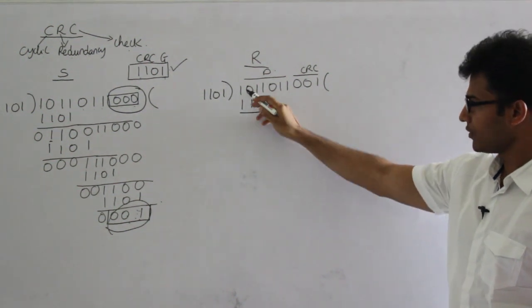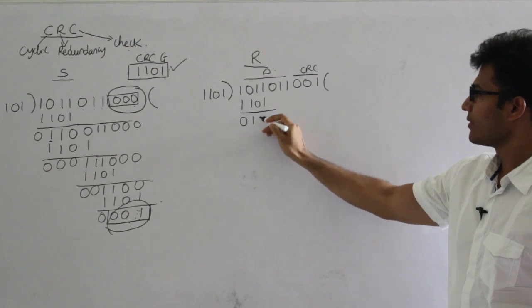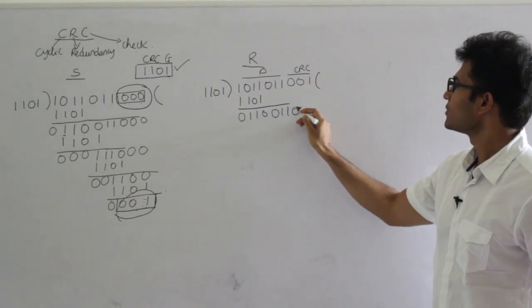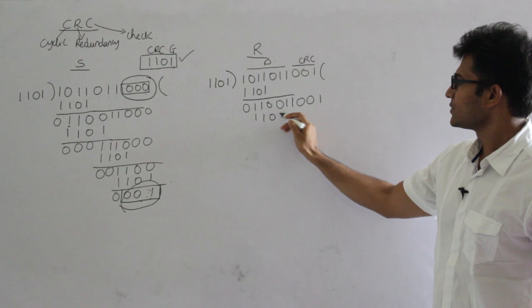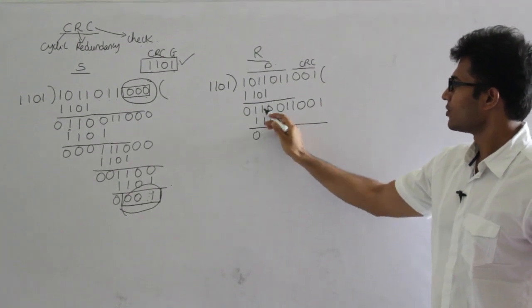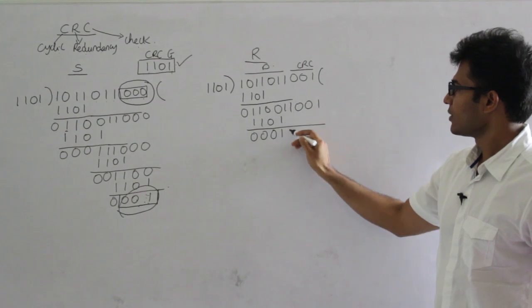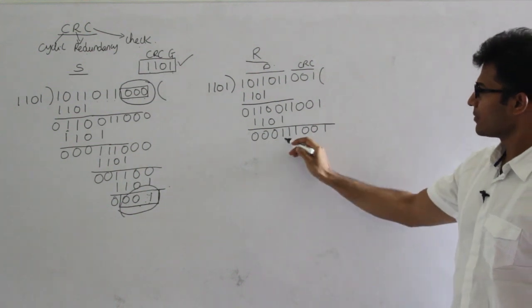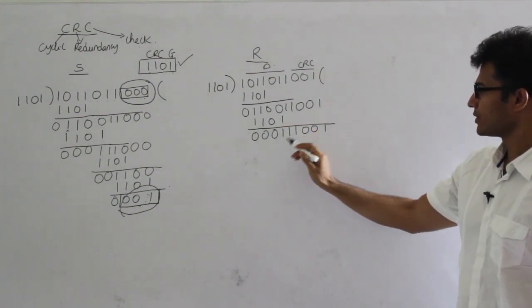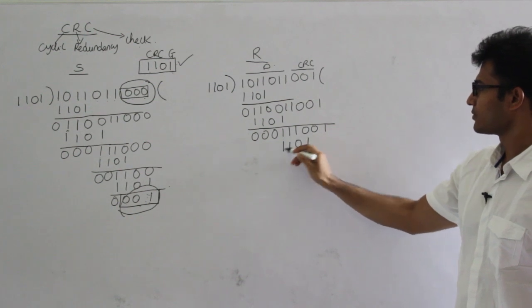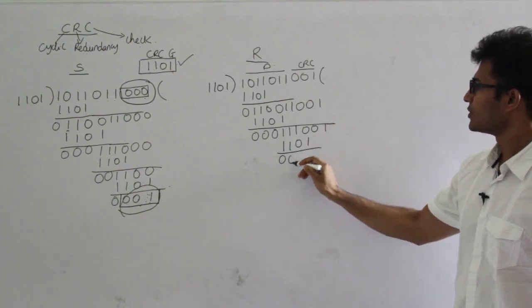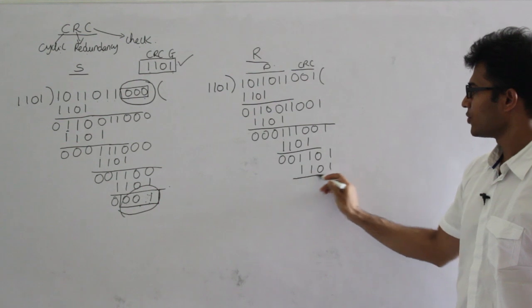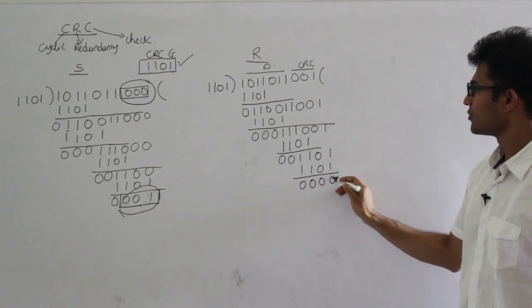1101. What do we get? 0 1 1 0, and write the remaining bits. 0 1 1 0 0 1 1 1 0 1. So what is it? 0 0 0 1 1 1 0 0 1, right? And again write from the leading bit. The leading one is from here, 1 1 0 1. Then what do you get? 0 0 1 1 0 1. Again from the leading one, 1 1 0 1. Then what do you get? 0 0 0 0, right?